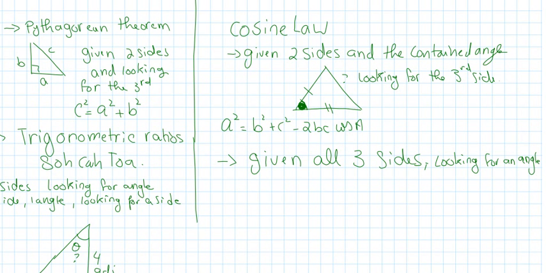Okay, so if given all three sides, looking for an angle, so basically I give you side 1, side 2, and side 3, and I'm asking you to find this angle. Right? So this is where you use cos A equal to b squared plus c squared minus a squared over 2bc. So you use this version of the formula.